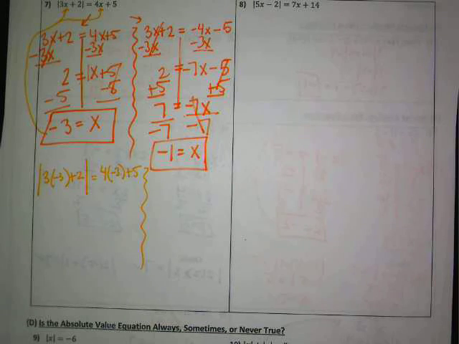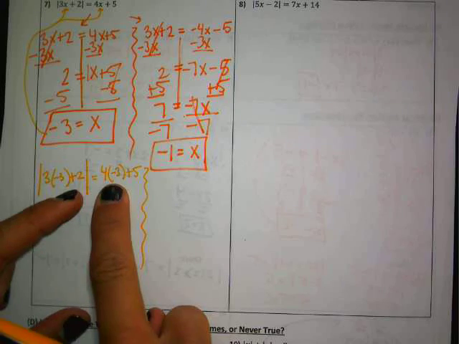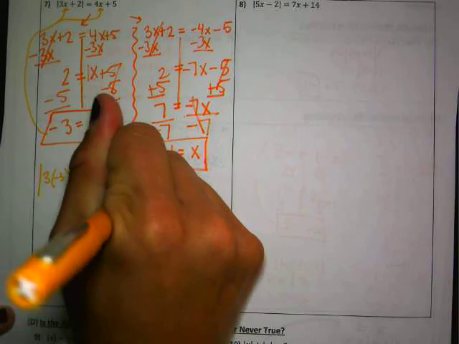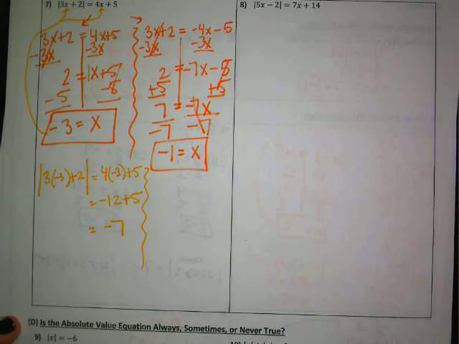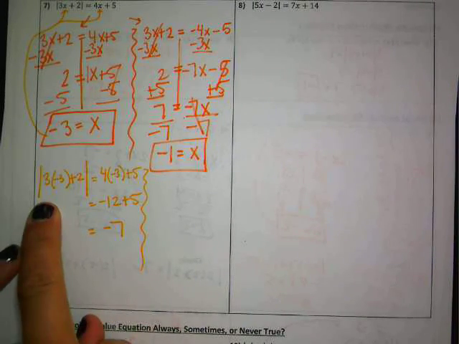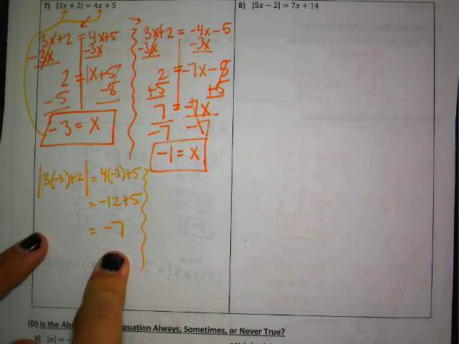All I did so far was plug my x in, and now I'm going to work it out. What is 4 times negative 3? Negative 12. Plus 5, negative 7. From here, you almost don't even have to work out this side, because what do I know about the absolute value? It's going to be positive. So will a positive ever equal negative 7? No. So I just worked it out for nothing.